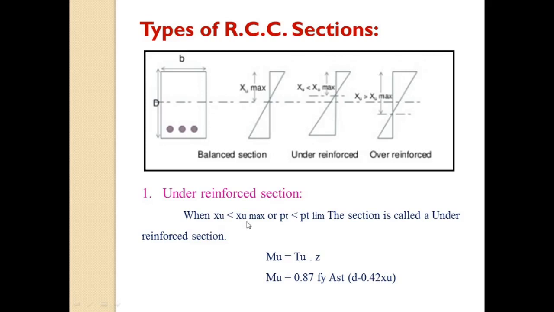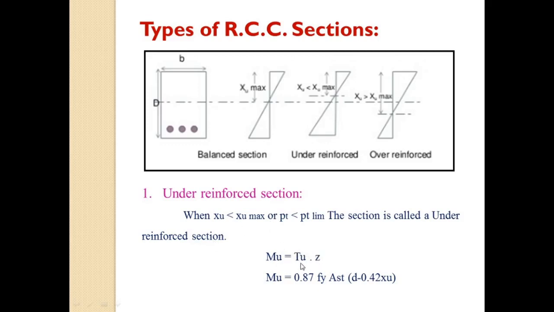If the steel grade is Fe250, then this XU max is 0.53D. If this value of XU is less than this XU max, or the PT percentage of steel, the actual percentage of steel, is less than the percentage limit, then the section we can call an under reinforced section. So how can we calculate the moment of resistance or ultimate moment?